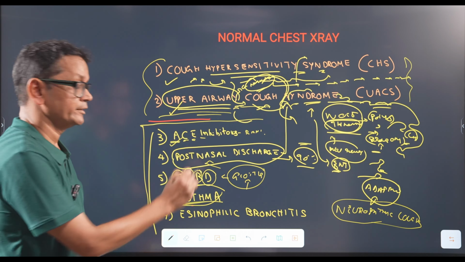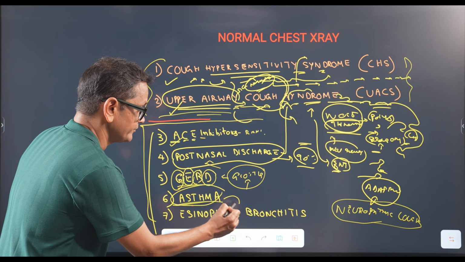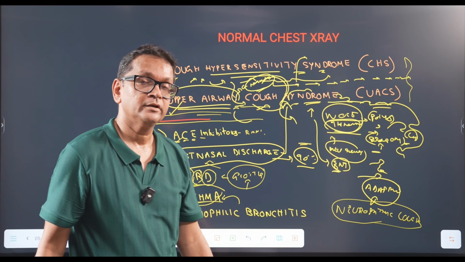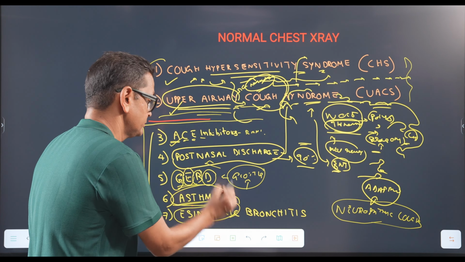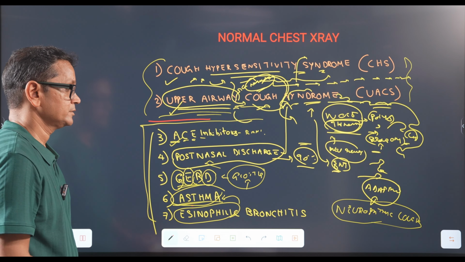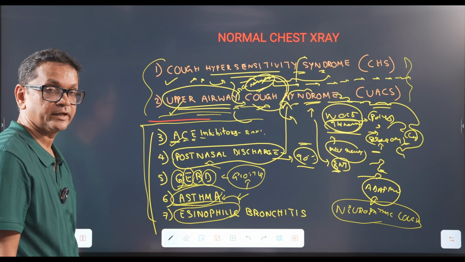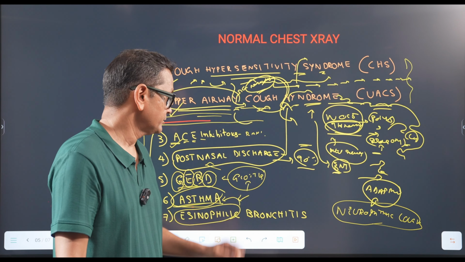This is very, very important. Closely related to asthma is its variant known as eosinophilic bronchitis, where infiltration of eosinophils is limited to large airways, but with no typical features of asthma, like wheezing, those things that we are going to discuss. So let us discuss one by one.